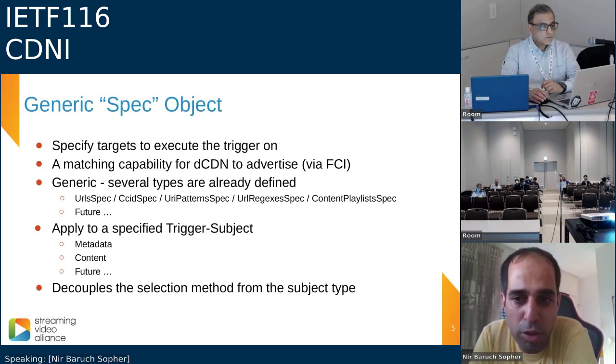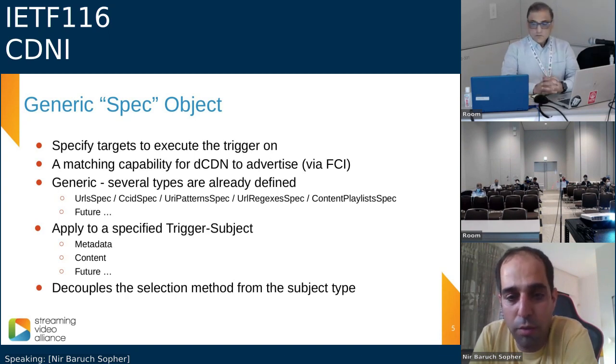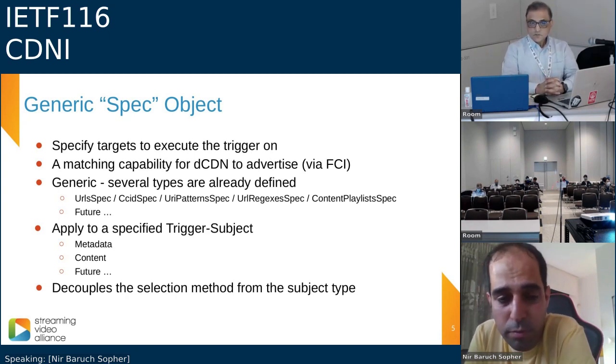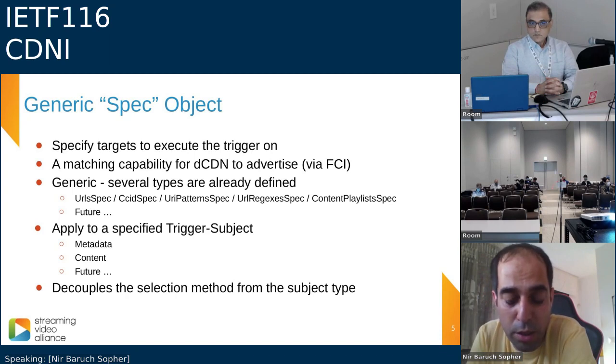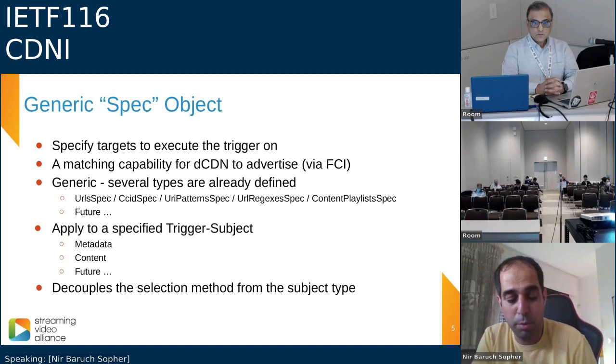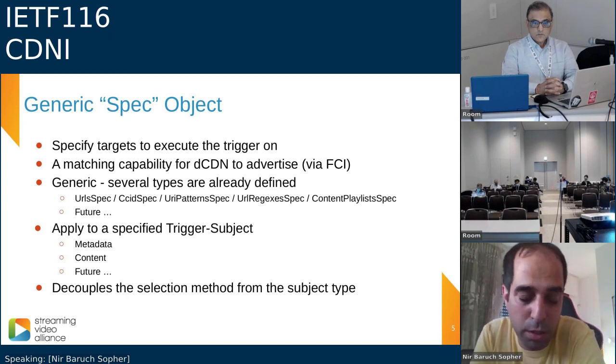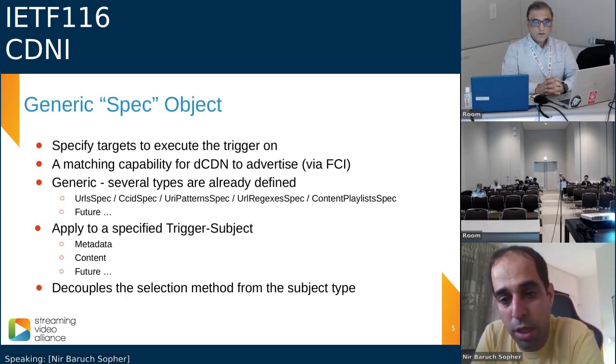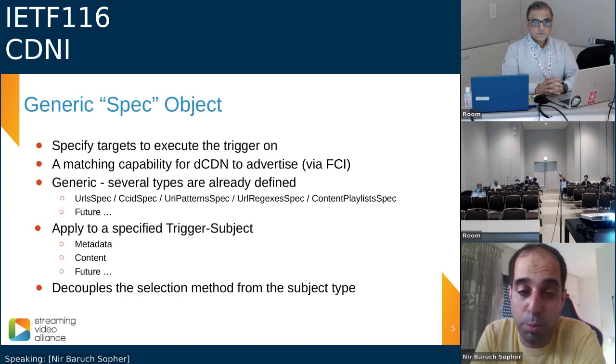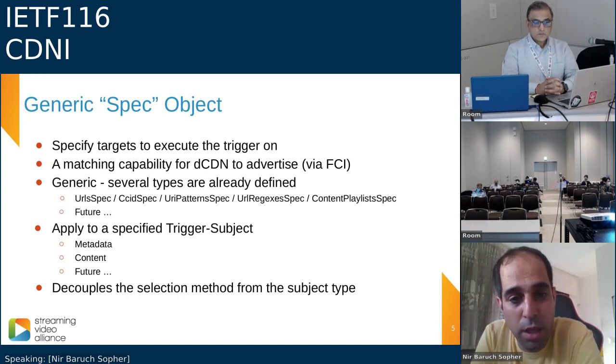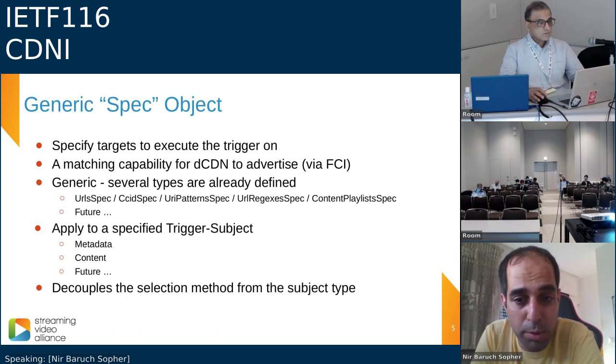The second advantage is that we can actually control this via capabilities. The downstream CDN can announce via the FCI, the capabilities protocol mechanism, which specs it supports and which it doesn't. As I said, this is a generic object. We already have several types defined.